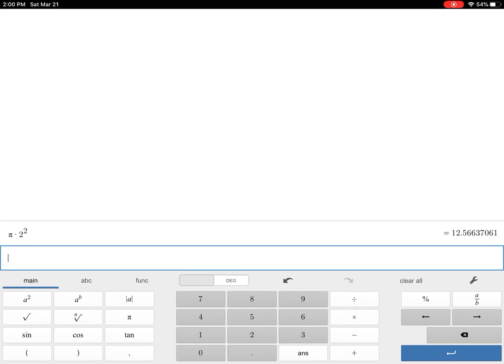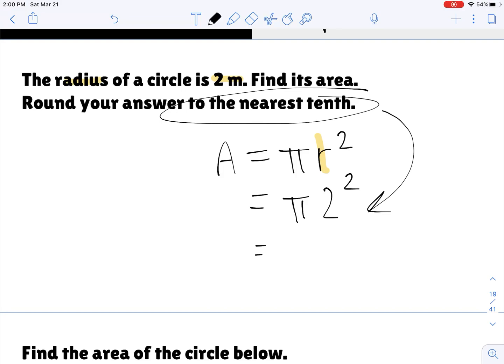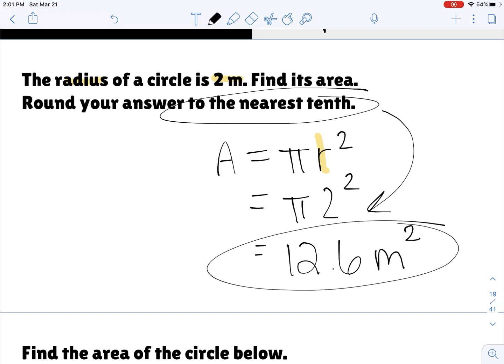Right? So it's 12.566. So this answer would be 12.6. 12.6, and that's meters, and we're talking about area, so this would be meters squared.